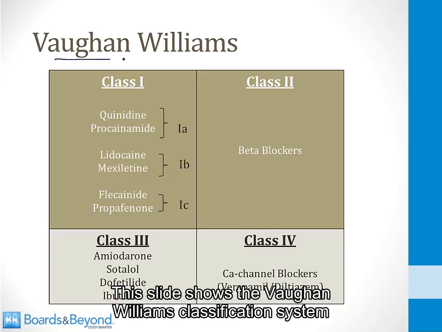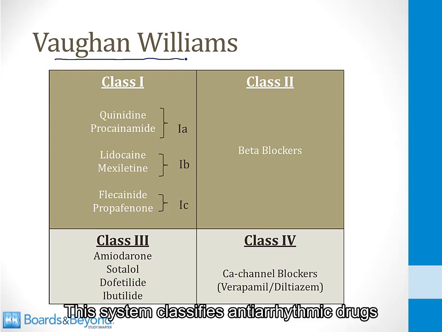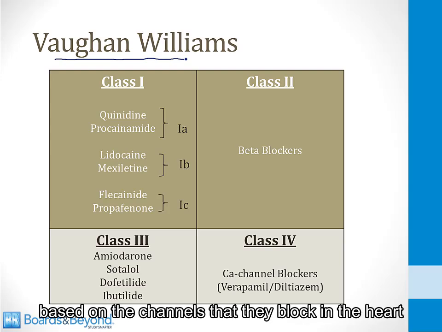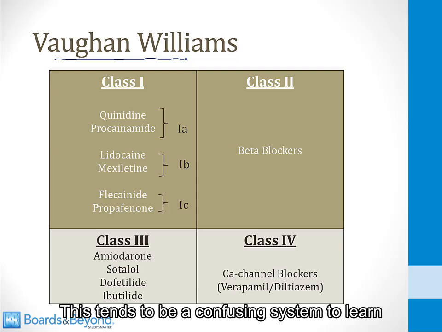This slide shows the Vaughan-Williams classification system for antiarrhythmic drugs. This system classifies antiarrhythmic drugs based on the channels that they block in the heart and the effects that the drugs have on the cardiac action potential. This tends to be a confusing system to learn as a medical student.